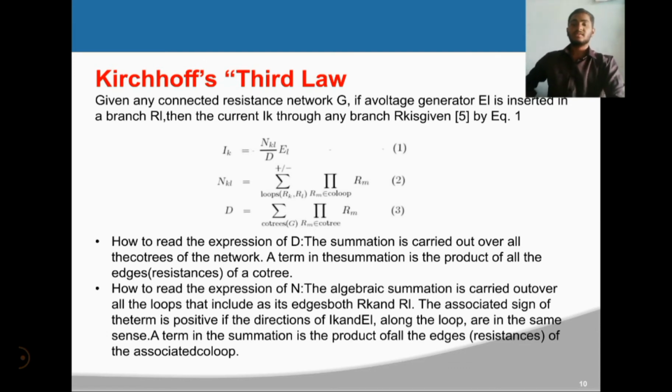How to read the expression of D? The summation is carried out over all the co-trees of the network. A term in the summation is the product of all the edge resistances of a co-tree.